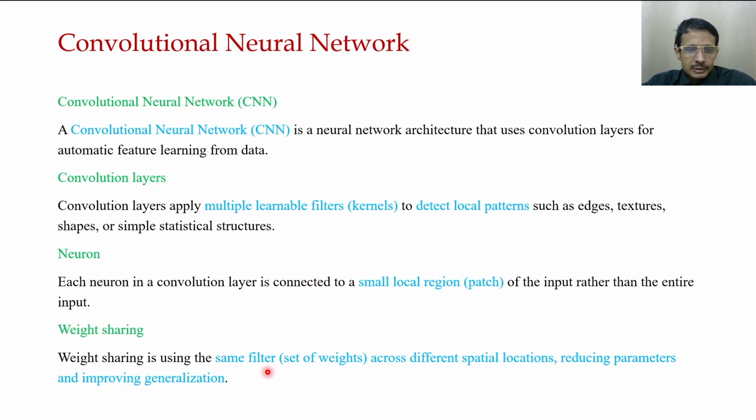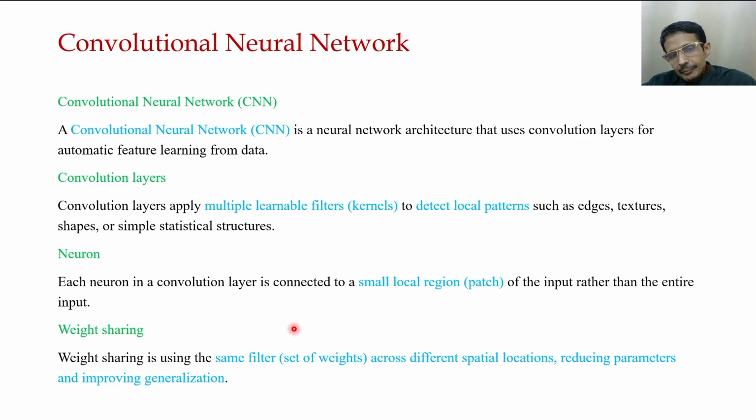Another important characteristic is weight sharing. What does this mean? Weight sharing is using the same filter, or filter kernel, or set of weights across different spatial locations. A neuron is used for a particular patch, but similar weights are used for different spatial locations. What advantage do we get? It reduces the number of parameters, and it improves generalization. We are also going to see that in this lecture.